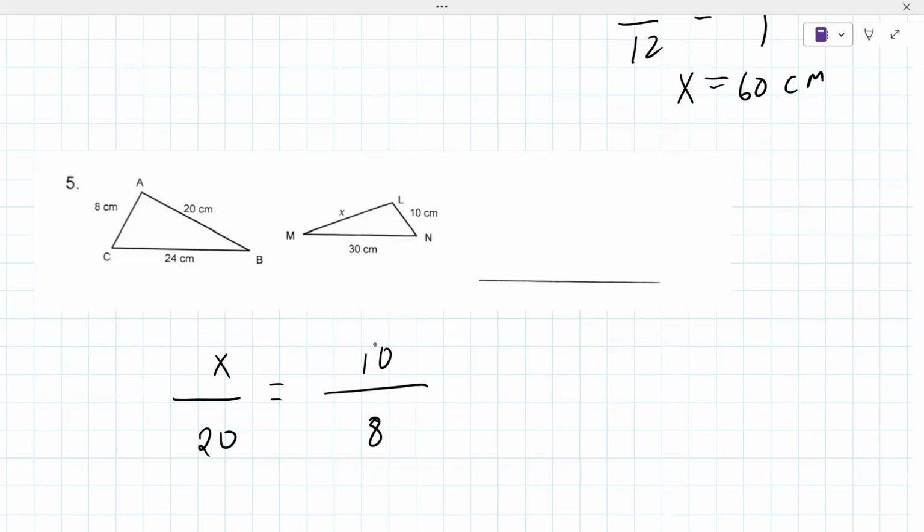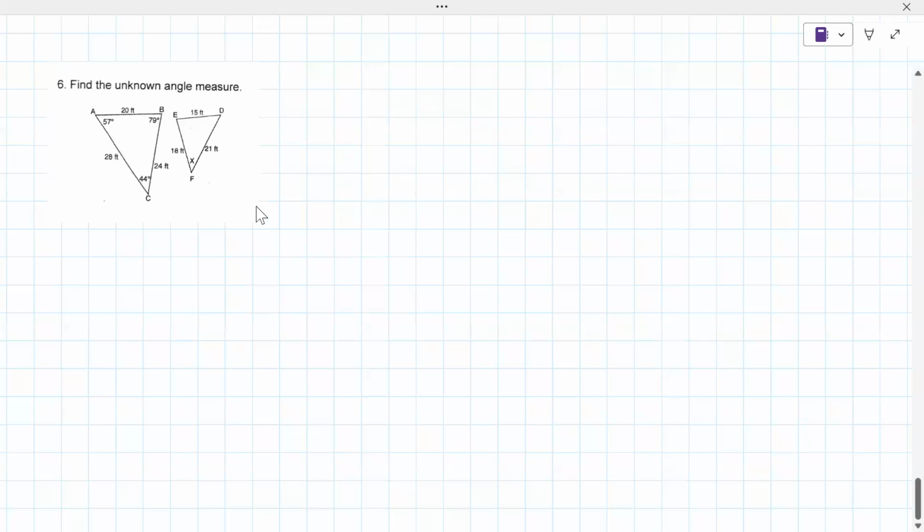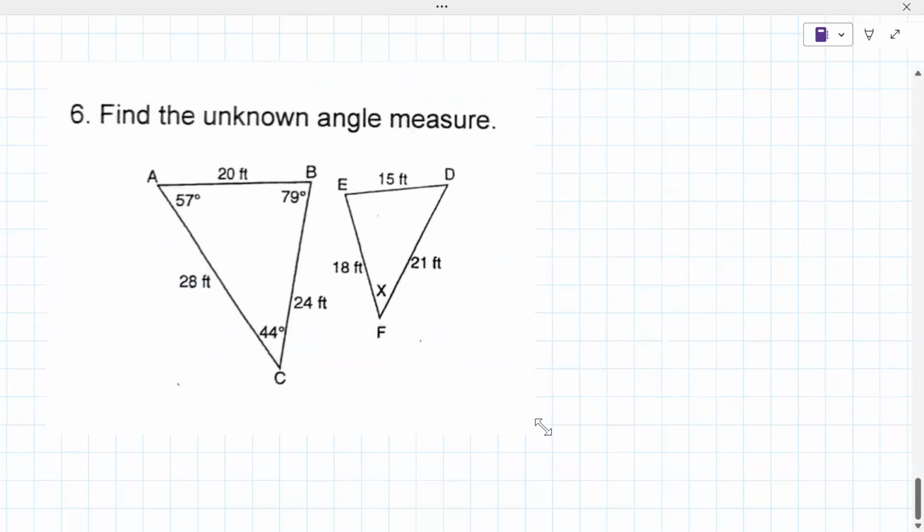X equals 25 centimeters. Problems 6 and 7 are slightly different, but they're not all that difficult here. We're no longer looking at sides now. We're just looking at angles.